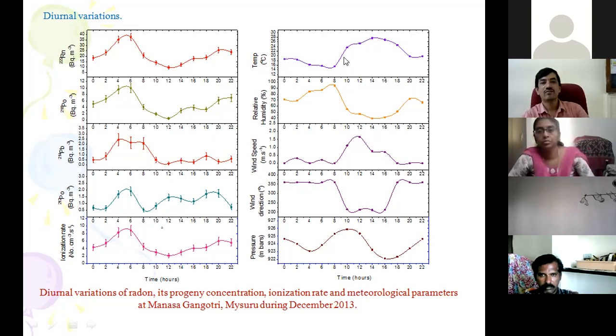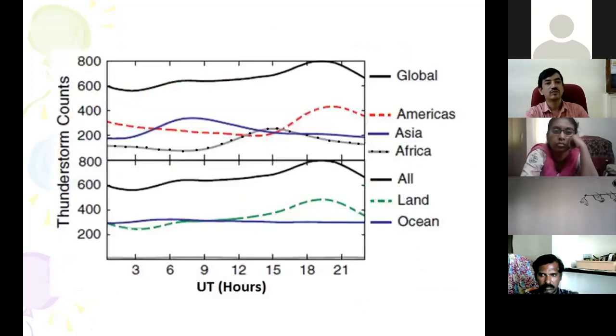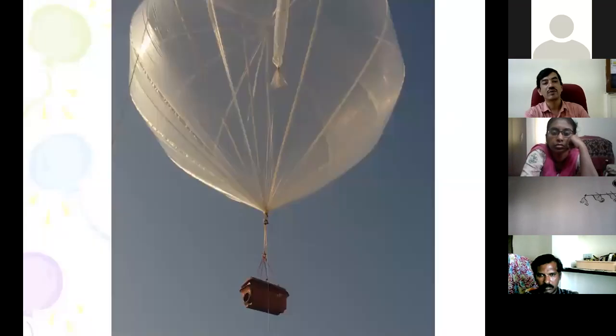This is the variation of temperature. This is the variation of relative humidity. This is the variation of wind speed, wind direction, and atmospheric pressure throughout a day. The concentration of radon can be measured close to the ground surface using this type of technique.